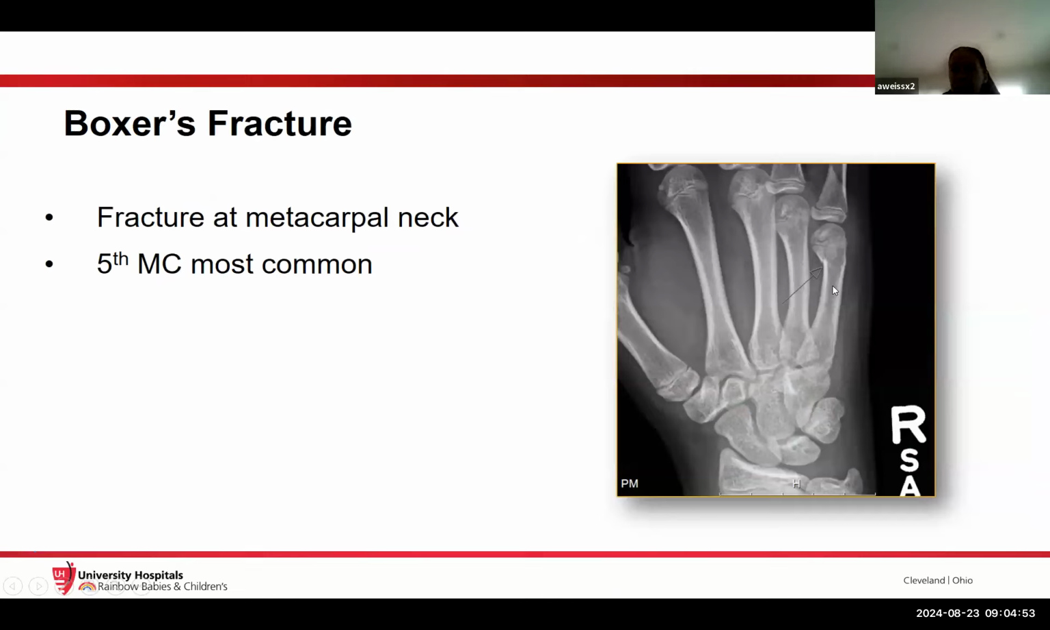I don't know if Suze is still on here. Suze, have you ever had any one of these go to surgery, a boxer's fracture? She must be gone. But none, I've never had a surgeon want to take one of these.